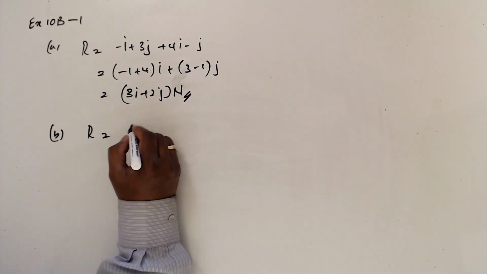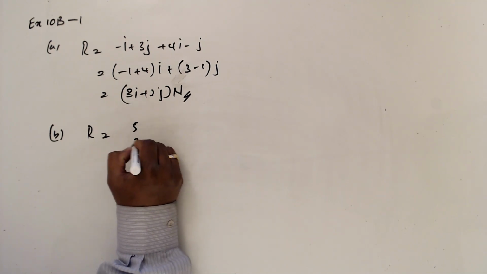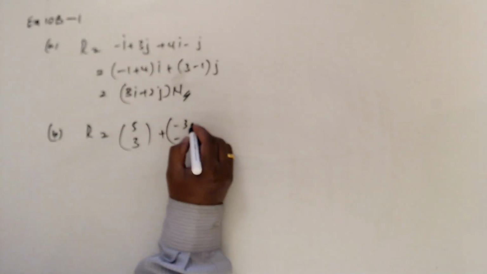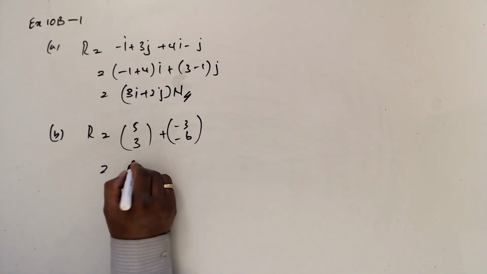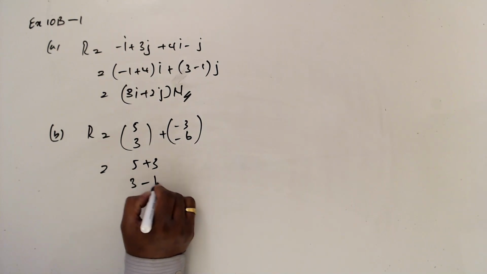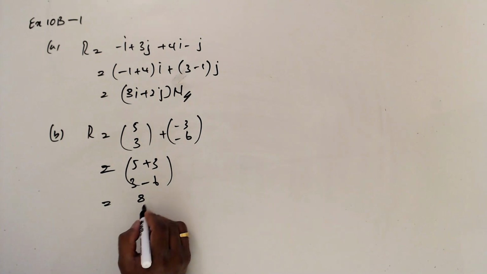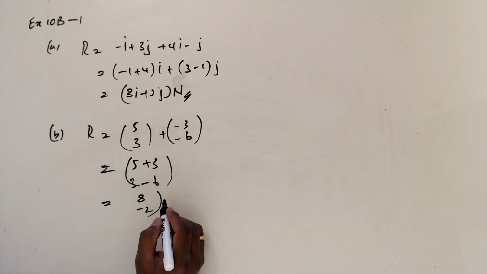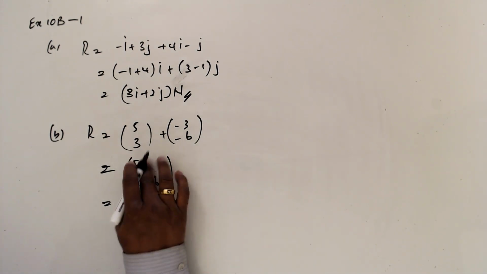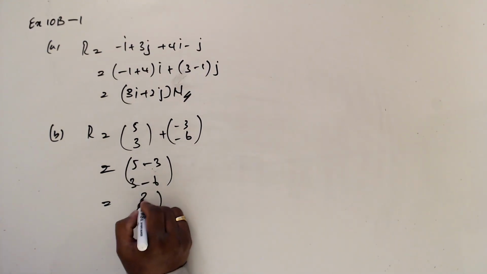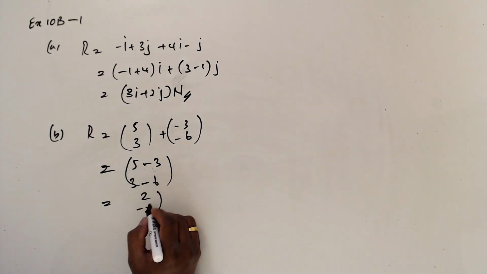And B. 5, 3 plus minus 3, minus 6. So 5 plus 3, 3 minus 6. So 8, minus 2. So 5 minus 3, 3 minus 6. So this is 5 minus 3, 2, minus 3.